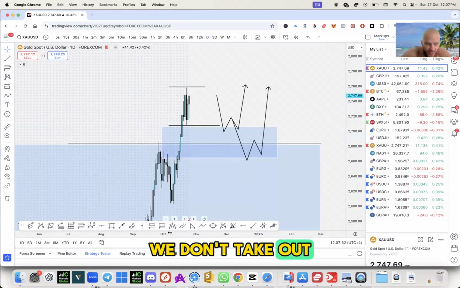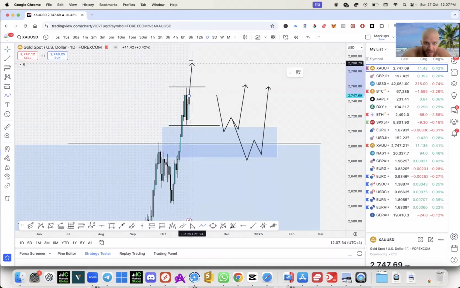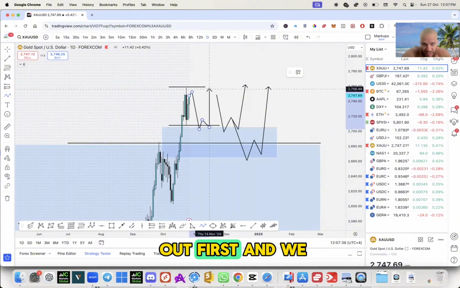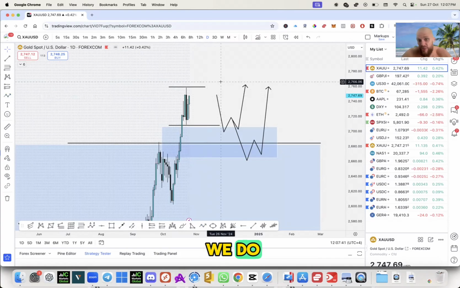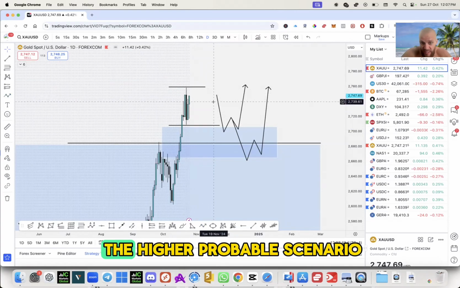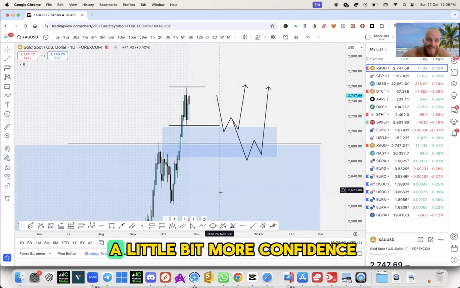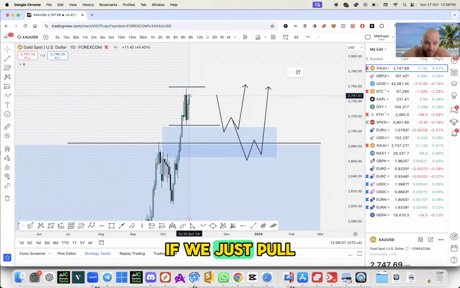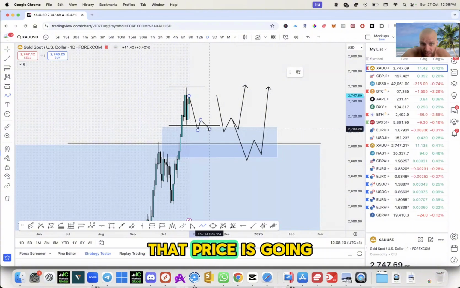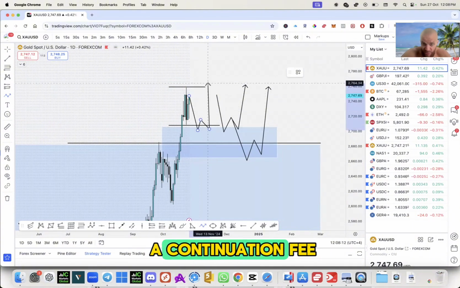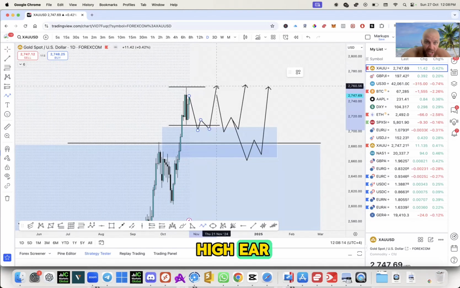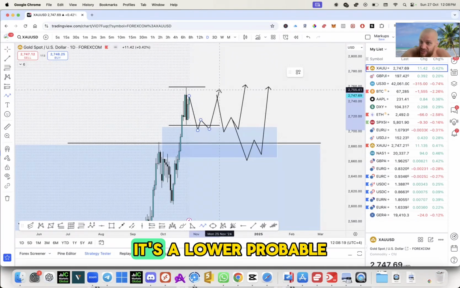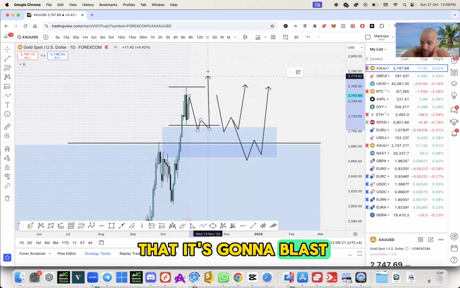We don't take out this previous weekly high at the beginning of the week, and we pull back. We take this low out first, and we can look to trade up. It doesn't matter if we do. This is still probably the higher probable scenario, but it gives us a little bit more confidence if price doesn't take this out first. If we just pull back, we know with a higher probability that price is going to potentially give us a continuation from here and blast through that high here. Whereas if we take that out first, our target is just going to be that high. It's a lower probable that it's going to blast through the high.